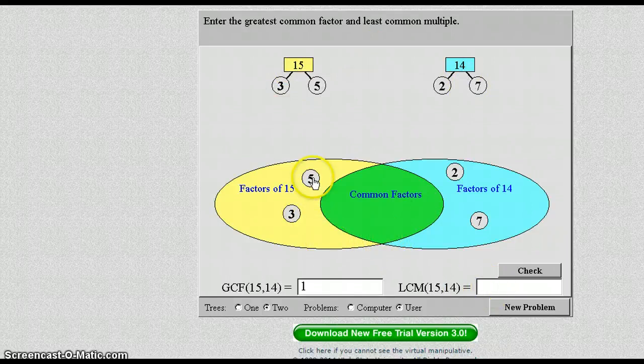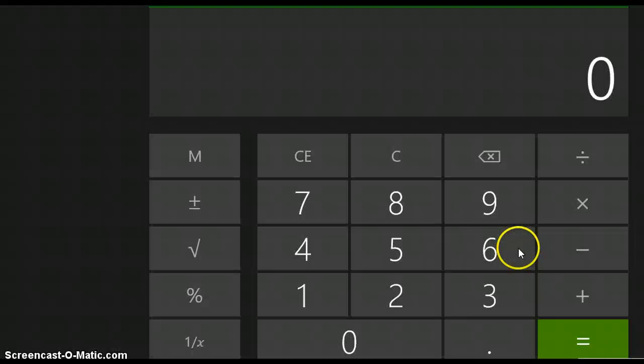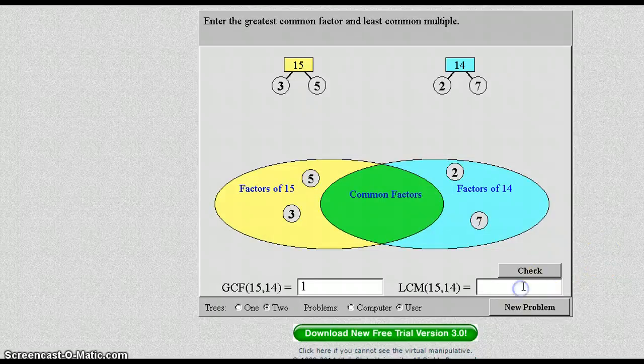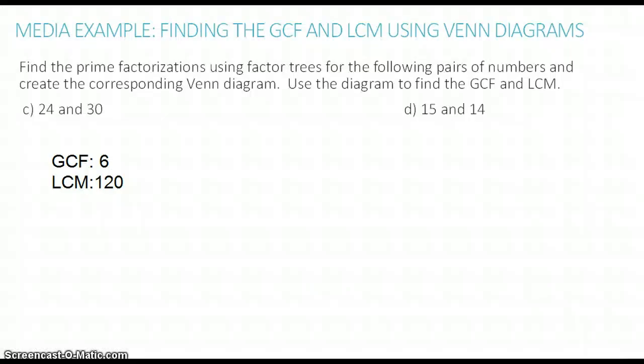Now the LCM, well, notice we just ended up multiplying 3 times 5 times 2 times 7. So it's basically the product of 15 and 14. I'm going to do that one on the calculator, and we get 210. So 210. Check, and we are correct. So the GCF is 1, the LCM is 210.